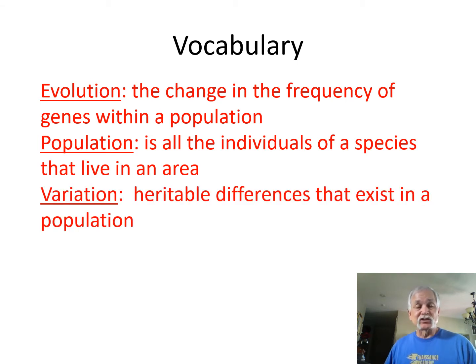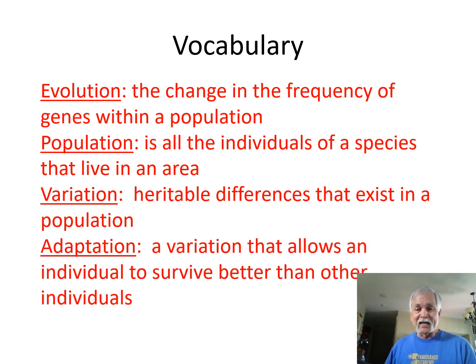Now, variation is an important concept. It says on the slide the heritable differences that exist in a population. Heritable means you inherit them from your biological parents, half from your mother, half from your father. And those organisms that have asexual reproduction, they wind up cloning themselves. An adaptation is a variation that allows an individual to survive better than others.